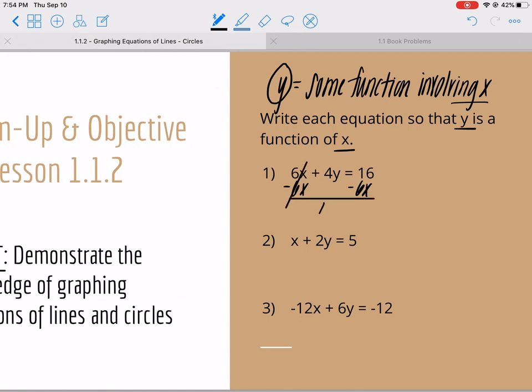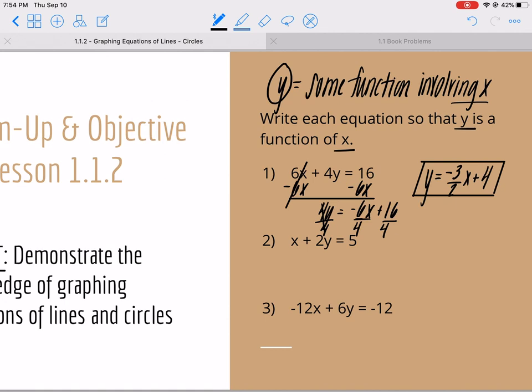Then I get 4y equals negative 6x plus 16. And to get rid of this 4, or to move it to the other side, I divide every single term by it. So then I get y equals negative 6/4. Well, those two numbers are both divisible by 2. So negative 6 divided by 2 is 3. And then 4 divided by 2 is 2. So negative 3/2 x plus 16 divided by 4 is 4. And voila, we have a function y of the variable x.